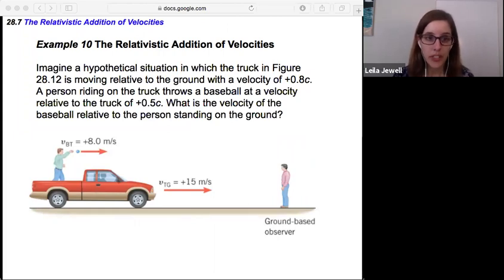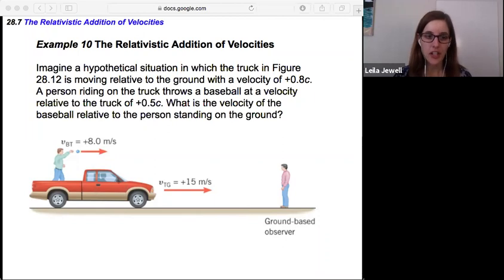So imagine a hypothetical situation in which the truck in the figure is moving relative to the ground with a velocity of 0.8 c, super fast. Person riding on the truck throws a baseball at a velocity relative to the truck of 0.5 c. What is the velocity of the baseball relative to the person standing on the ground?